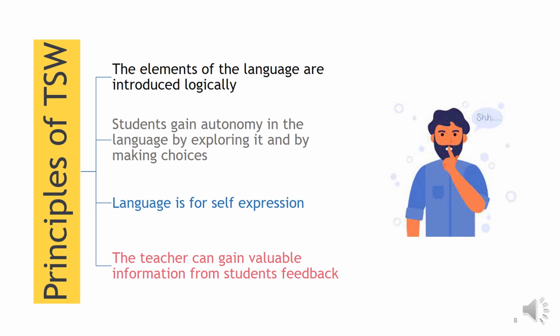The 24th principle is about the teacher being able to get valuable information from student feedback. For example, he can learn what to work on next. Students learn how to accept responsibility for their own learning.